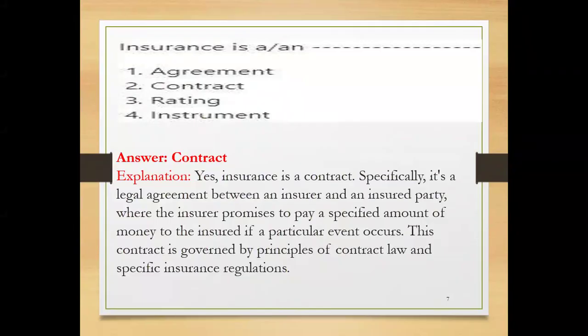So all contracts are agreements, but all agreements are not contracts, because an agreement may be legal or illegal. An agreement enforceable by law is known as a contract. So insurance is a contract.